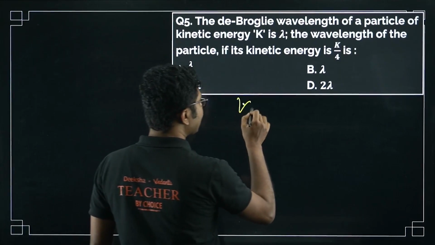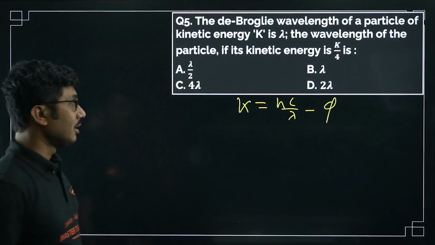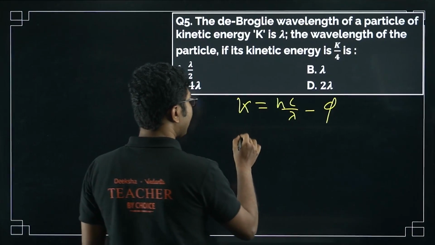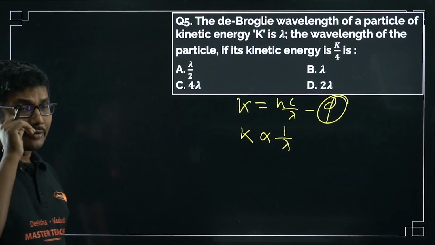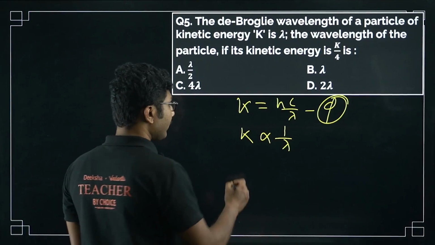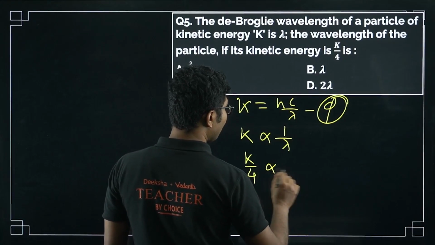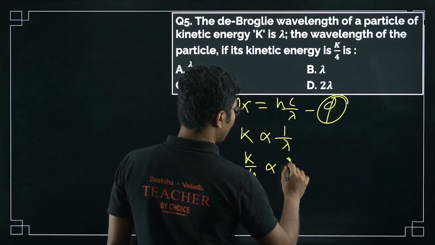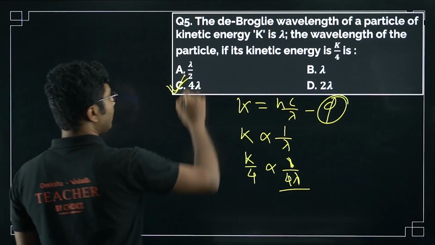So K is basically hc by lambda minus that constant phi, the work function. Now from here we can say that K is proportional to 1 by lambda. This is a constant, so we can ignore that, and we can say that kinetic energy is inversely proportional to lambda. So if you change it to K by 4, then the wavelength will be 4 lambda.